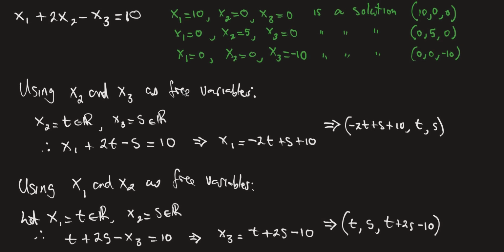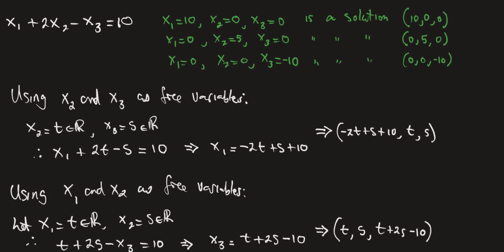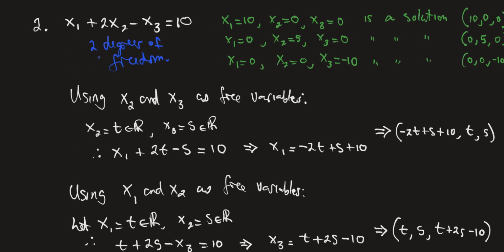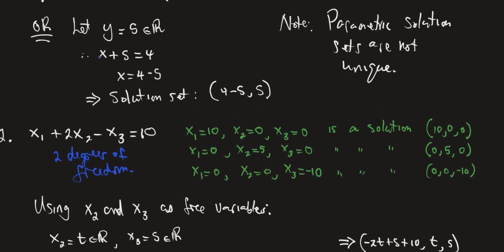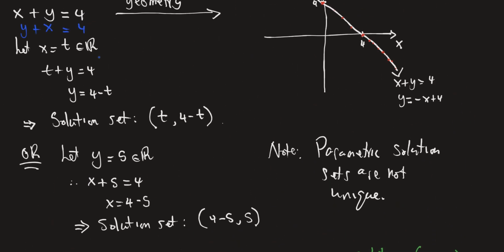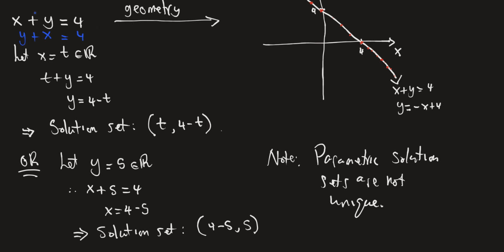Just looking at this, this equation has 2 degrees of freedom, right? That was our number 2. And in our number 1, there was only one free variable, so this one has 1 degree of freedom, right? And in this context, we abbreviate degrees of freedom as DF.